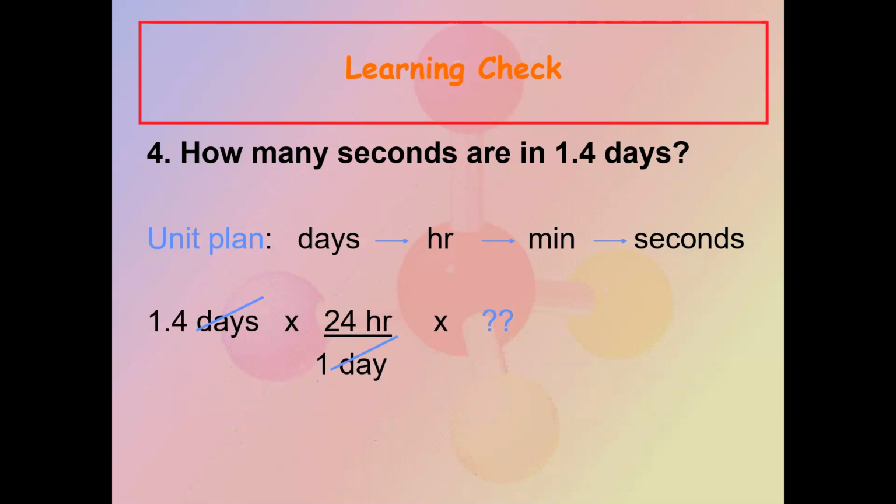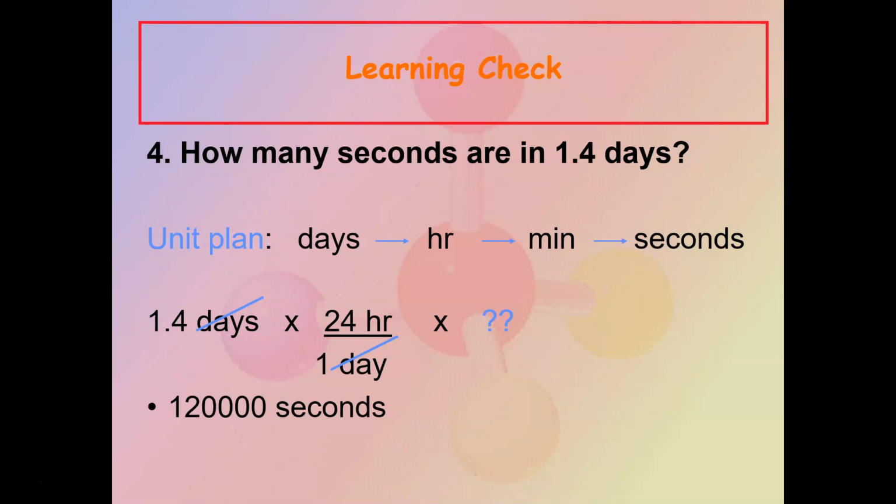So I start with 1.4 days, and I know that 1 day equals 24 hours. I put days in the bottom so it cancels. I'm now in hours, but I want to be in seconds. So I need more conversion factors to make that happen. I want you to finish the rest of this, and once you do, come back to see if you got the correct answer.